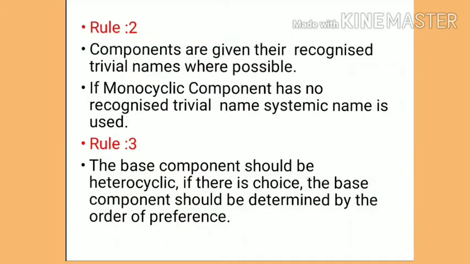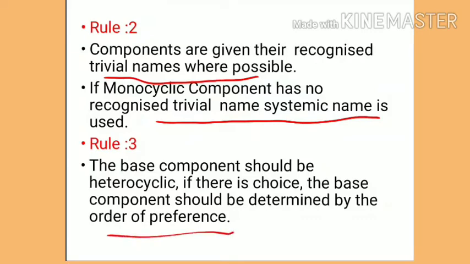Next, rule 2. Components are given their recognized trivial names where possible. If a monocyclic component has no recognized trivial name, a systematic name is used. The base component should be heterocyclic if there is a choice. The base component should be determined by the order of preference. So there are rules to determine the order of preference. We will see them in the next slides.